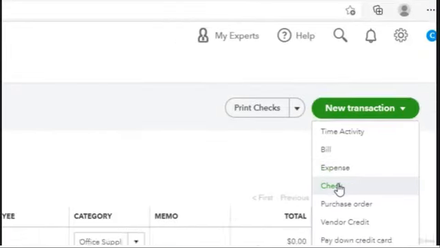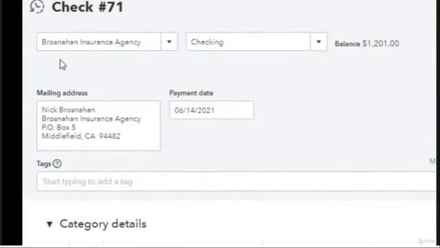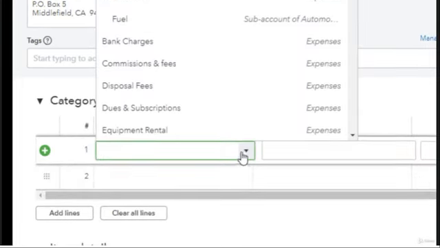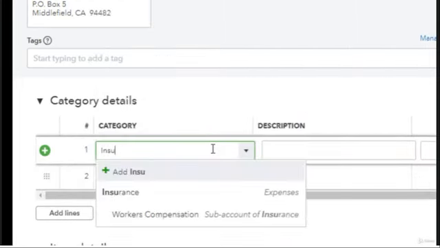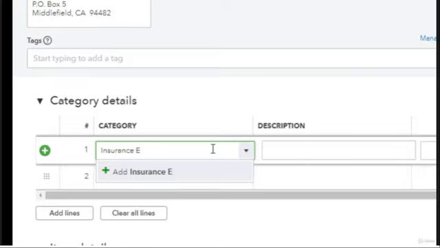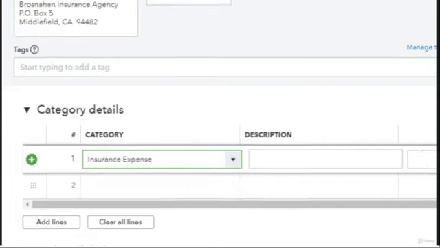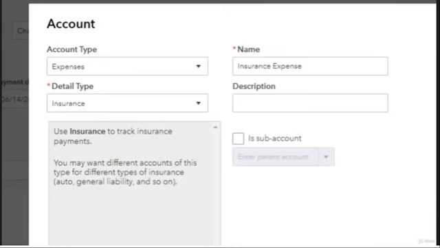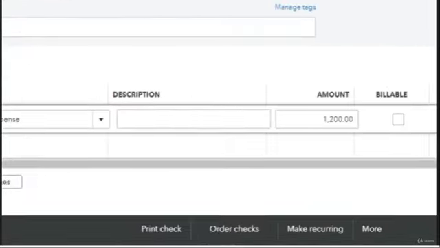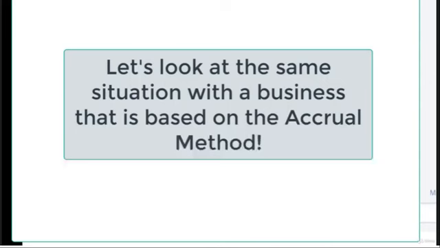Let's say we sent them a check. So the name of the company is Brosnahan Insurance Company. We're writing a check. And we're going to put this in the insurance expense because we're using cash basis. It's an expense when we paid it. So we'll add this account. The account's going to be an expense account because we're using the cash basis in this example. The insurance cost us $1,200 because it's $100 a month, but we're paying for 1 year in advance. So there you go. The expense is put in the month in which we paid for it. We would just save and close that if we were using the cash basis.